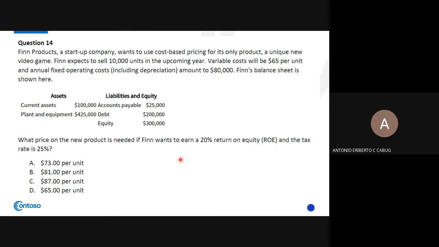Okay, enter everyone. Enter your answers, everyone. Everyone, please enter. Lahat ba? May sagot na?